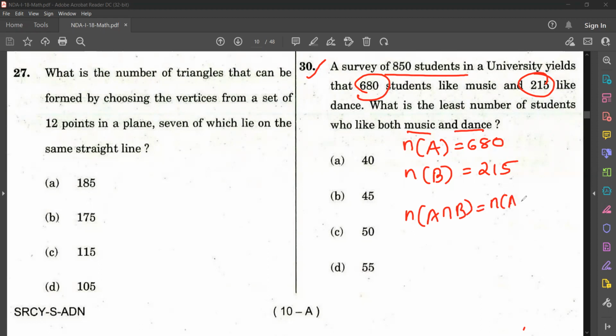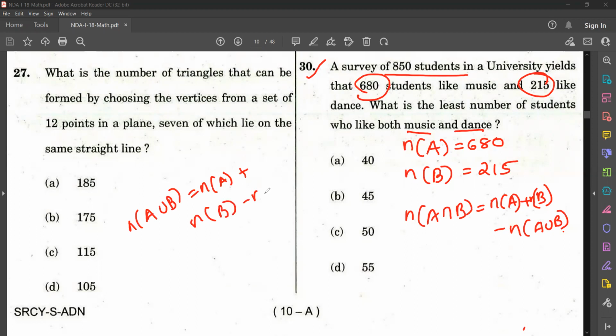N of A plus N of B minus N of A union B, isn't it? Because we know that N of A union B is equal to N of A plus N of B minus N of A intersection B. So from that we can write N of A intersection B is equal to N of A plus N of B minus N of A union B.